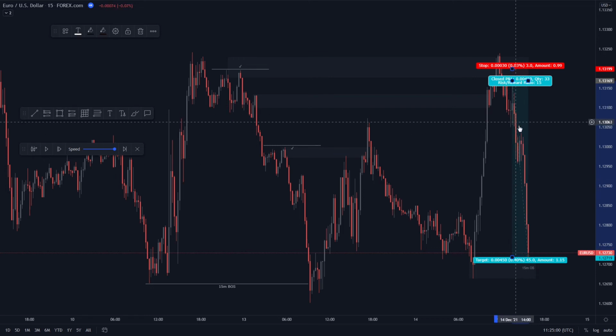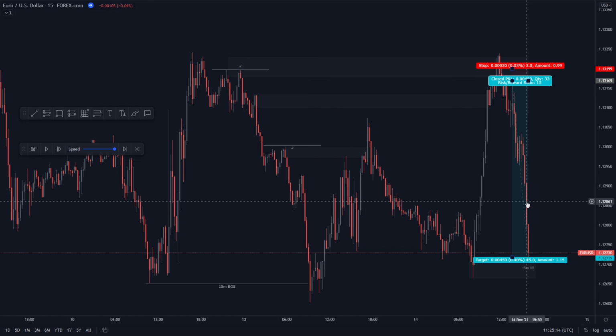And we actually generated this pretty quick. It was from an entry of around 1:30 on the 14th of December, and we were tagged out at 3:45 for our take profit of 15%.